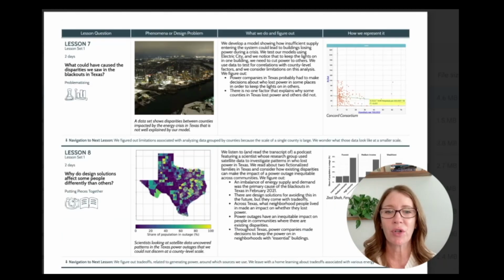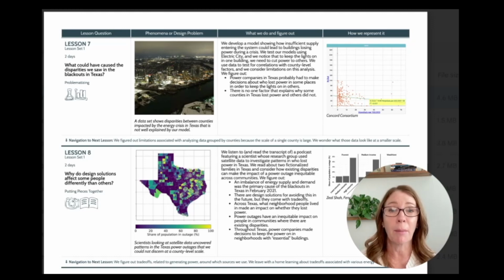In lesson 7, we're starting to go back to the problem in Texas, and we're going to answer what could have caused the disparities we saw in the blackouts in Texas. We remember those maps where in some areas the lights were left on and in some areas the lights were turned off during the blackout. And we use a model showing that supply was actually the issue. There wasn't enough supply to meet the demand. So we start getting into this idea of supply and demand and how the demand was not being met.